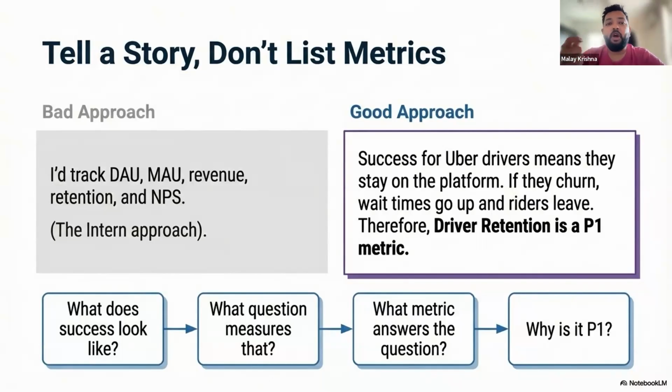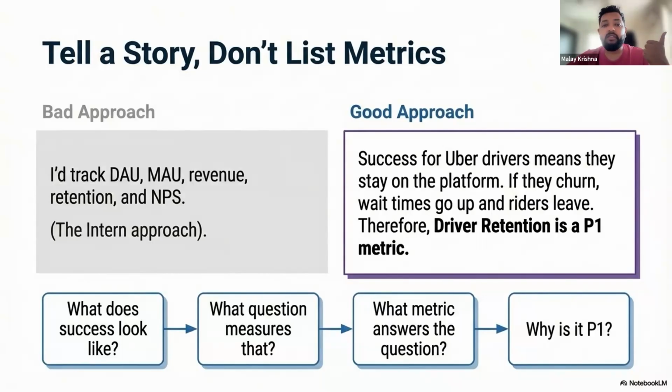The simple formula of building a narrative is right at the bottom part of your screen, which says: what does success look like? What questions should I ask? What metrics answer that question? And why is this metric more important than others? And what happens if this metric goes bad? Right? So that's the flow to build a narrative.